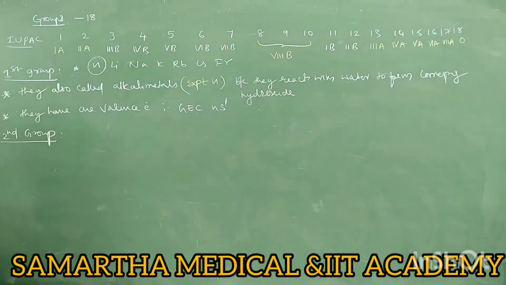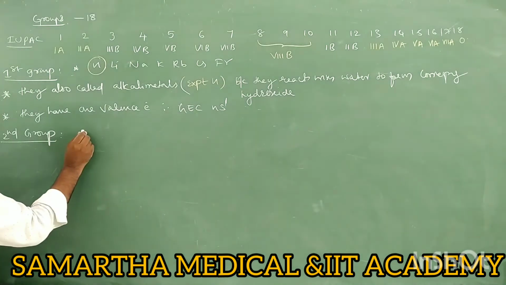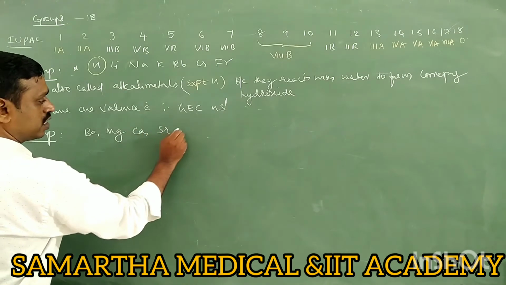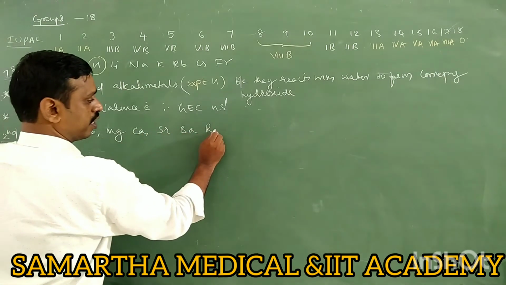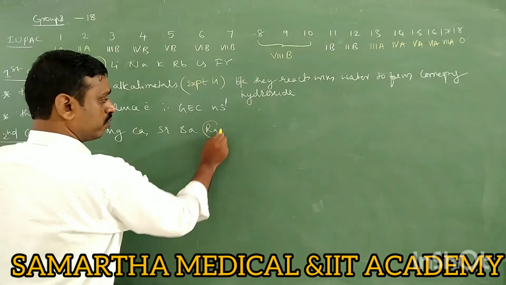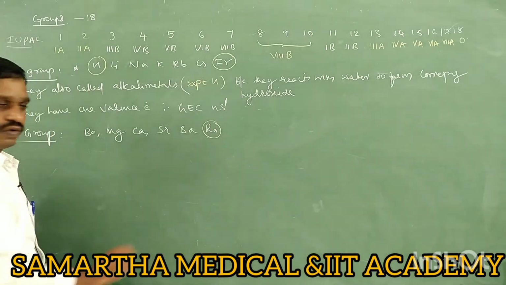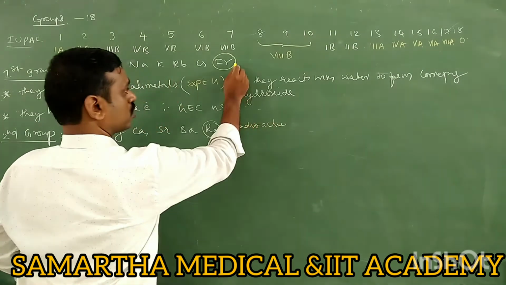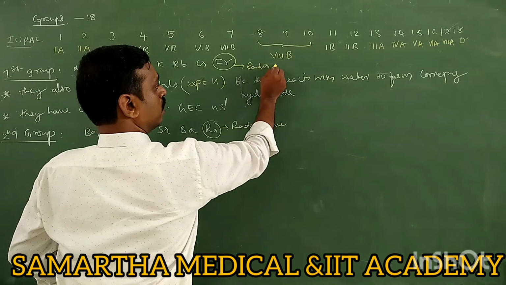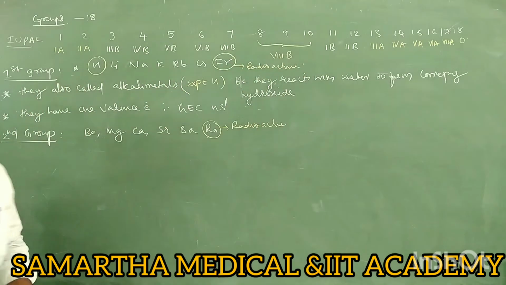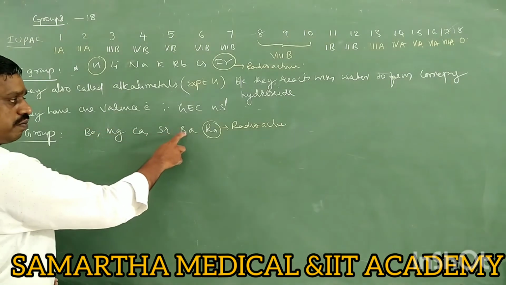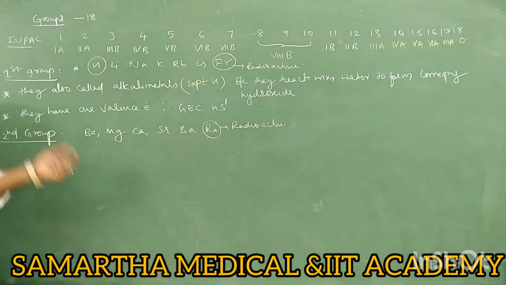So which elements are called second group elements? Tell me the elements. Beryllium, magnesium, calcium, strontium, barium, radium. Radium is radioactive, and francium is also a radioactive element. Therefore beryllium, magnesium, calcium, strontium, barium and radium are called second group elements.